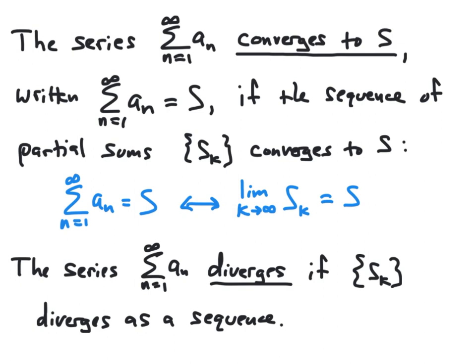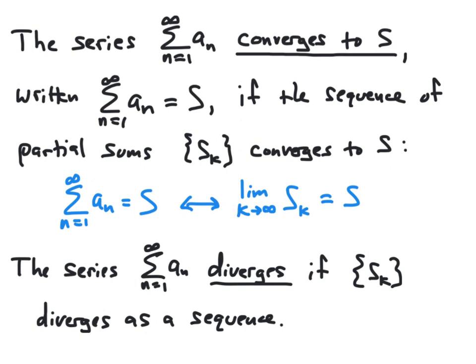And so the relationship in the middle of the screen is by far the most important defining characteristic of a series, and that is the series n equal 1 to infinity of a sub n is going to equal the number s if and only if the limit as k approaches infinity of s sub k, which is the limit of the sequence of partial sums, is equal to that same number s. And so in order to define the sum of a series, we're going to form a sequence of partial sums and take the limit of that sequence.